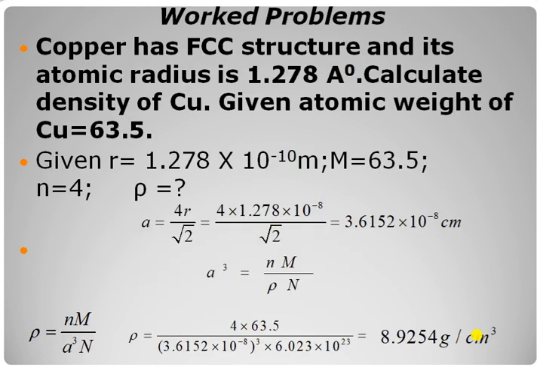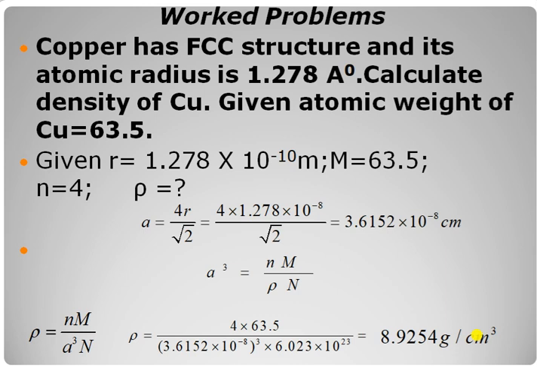We are going to see some of the worked problems. Let us consider copper has FCC structure and its atomic radius is 1.278 angstrom. Calculate the density of copper. Given atomic weight of copper is 63.5. Now when the radius is 1.278 into 10 raised to minus 10 meter, or it can be 10 raised to minus 8 centimeter, that can be considered as the angstrom unit.